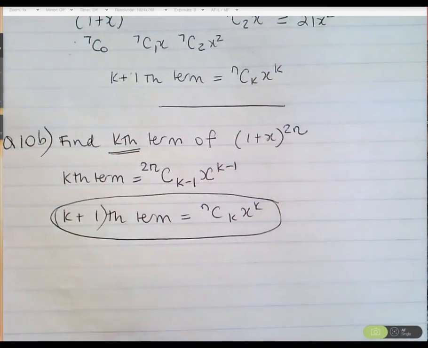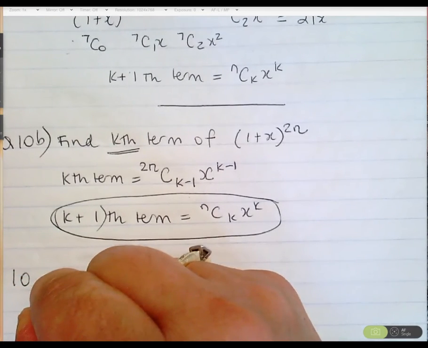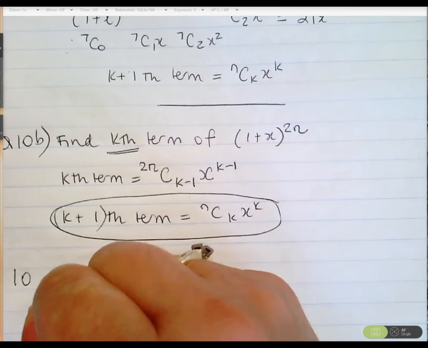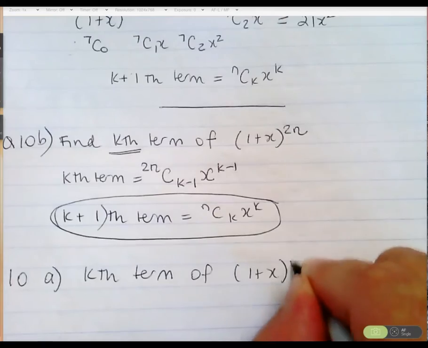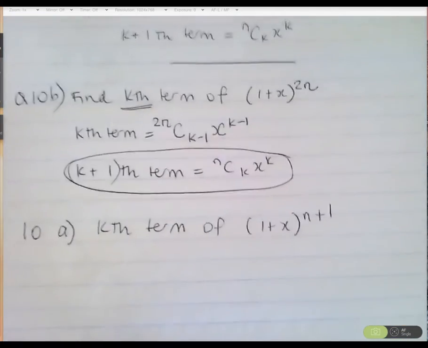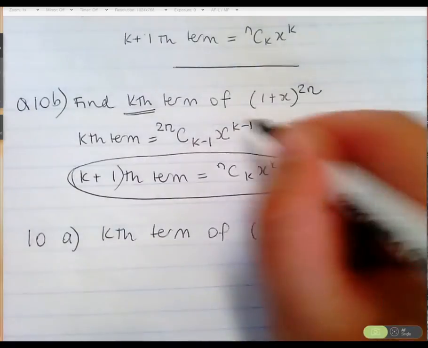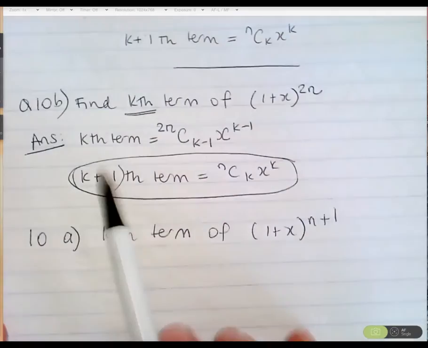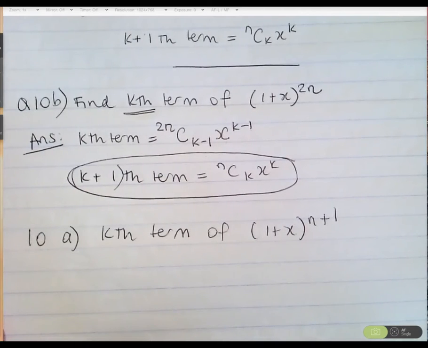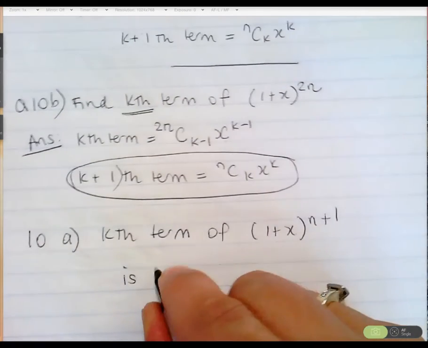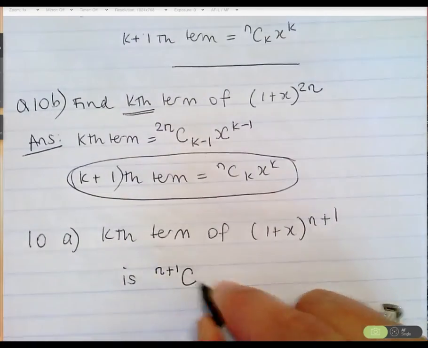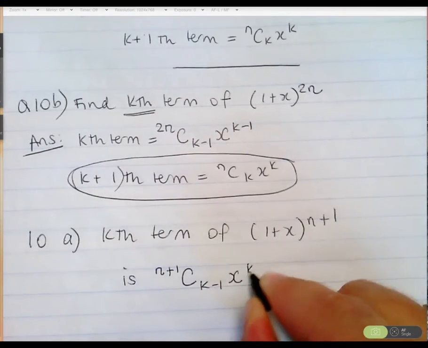What about question 10a? I want the kth term of 1 plus x to the n plus 1. I want the kth term of that. So this is your answer for the first one. That's your rule. What's your kth term of that? Remember, it's of the format nck x to the k, where it's n plus 1 c k minus 1, x to the k minus 1.